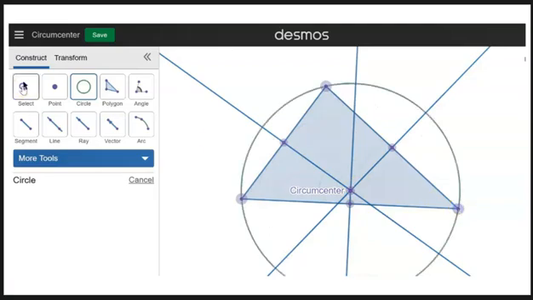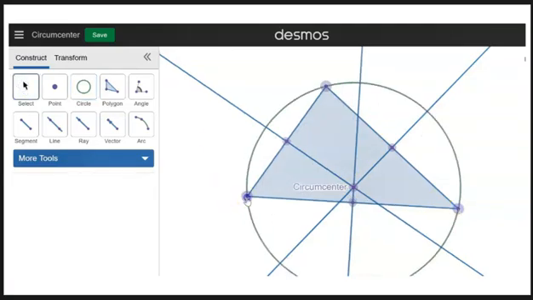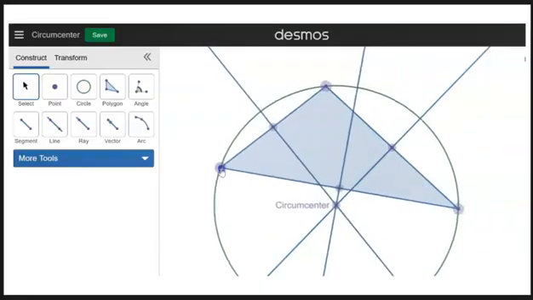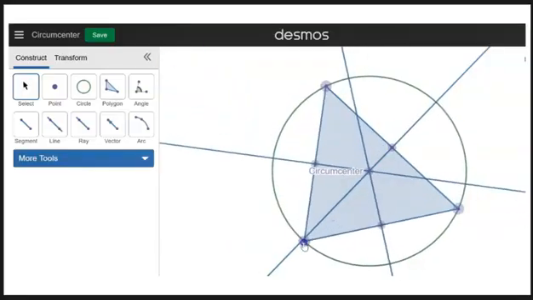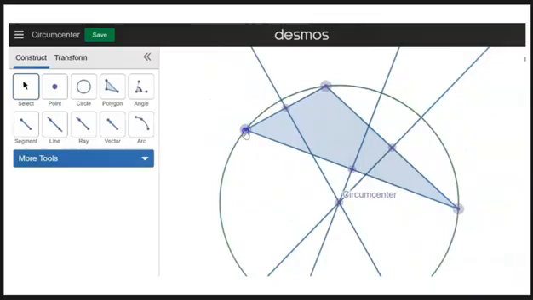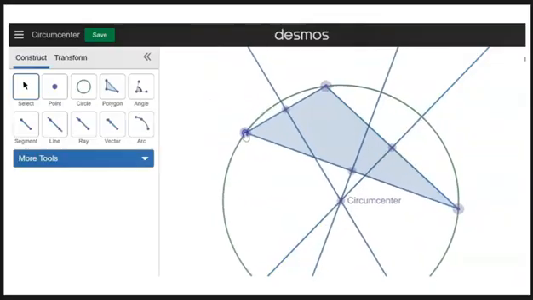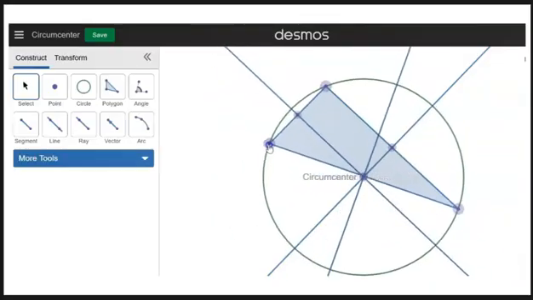That means that the vertices of the triangle are on the circle and that the vertices of the triangle are equidistant to the circumcenter. Notice that when the triangle is an acute triangle, the circumcenter is inside the triangle. When the triangle is obtuse, the circumcenter is outside of the triangle, and when the triangle is a right triangle, then the circumcenter would be on the hypotenuse of the triangle.